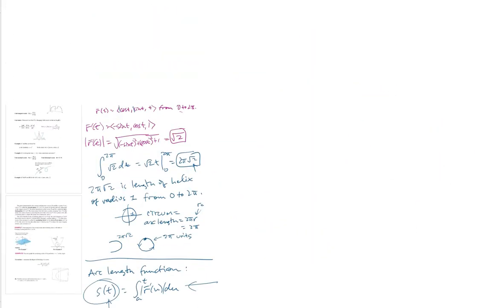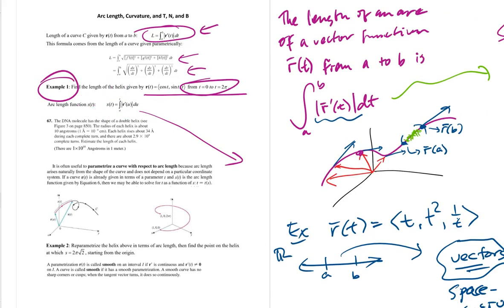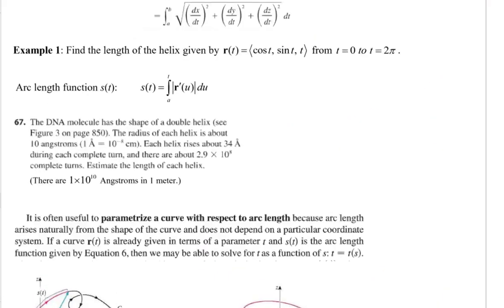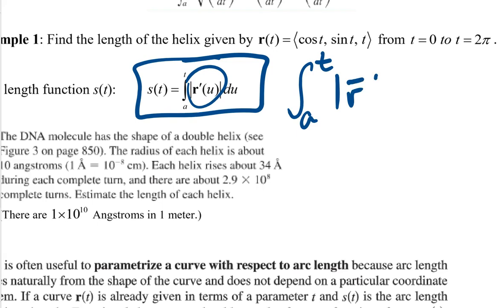Let me show you. Let's back up here. Let's erase all this. So it's this right here. Essentially, it's just your good old length of your tangent vector. It's the length of the tangent vector from A to T. So you're adding all the tangent vectors up.